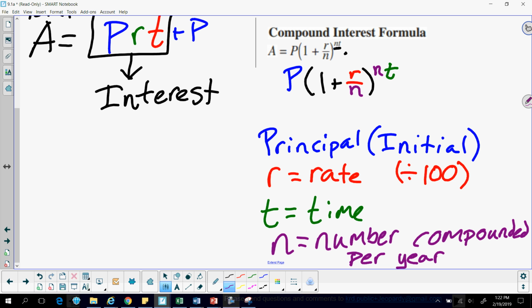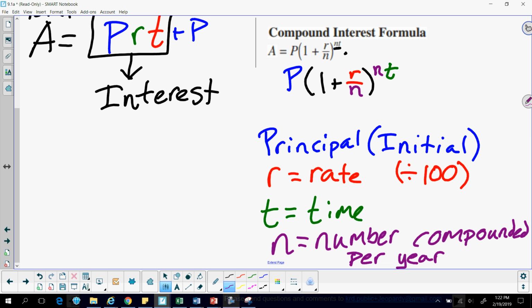So you're writing this down? N is the number of times compounded per year. So if I said it's compounded semi-annually, what's your N? 2. If I said it's compounded quarterly, what's your N? 4. If I said it's compounded daily, what's your N? 365. Does that make sense where those numbers come into play?